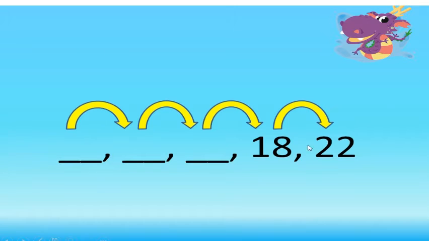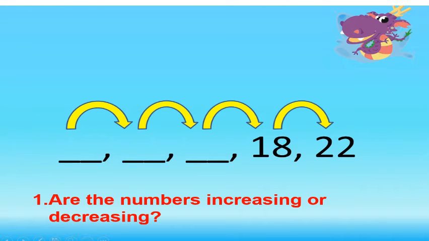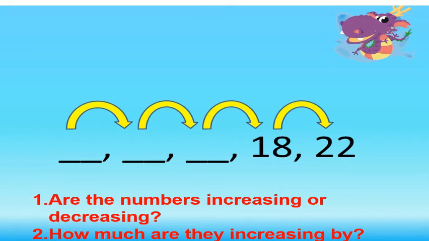So let's take 4 away again. 17, 16, 15, 14 would go here. Let's take another 4. 13, 12, 11, 10 would go in here. And then we go 9, 8, 7, 6 would go here. Okay, so 6, 10, 14, 18, 22. So we know that the numbers are decreasing because they're going backwards, and our rule would be minus 4 because it's going back in 4s.